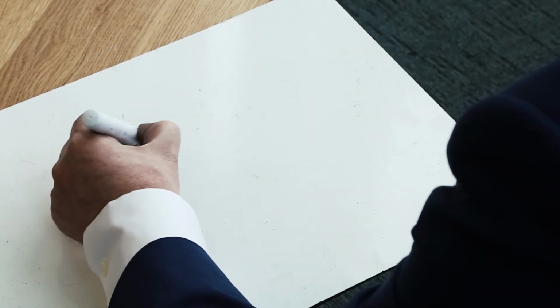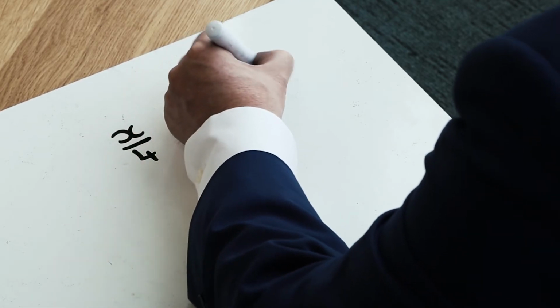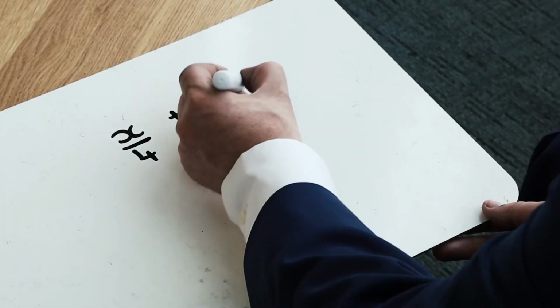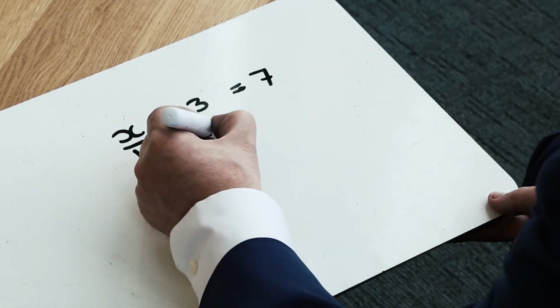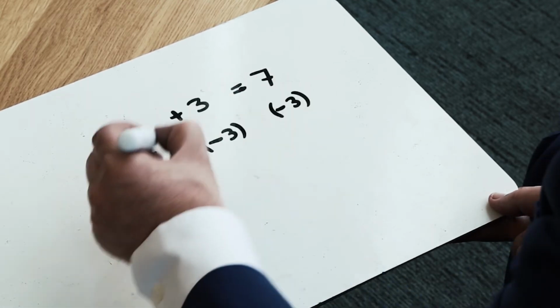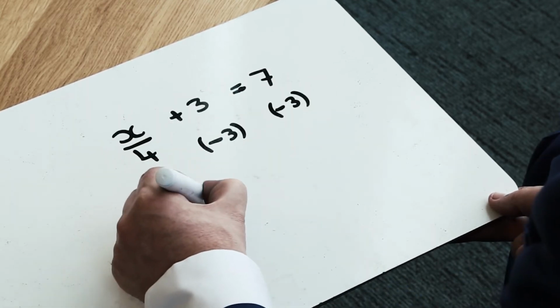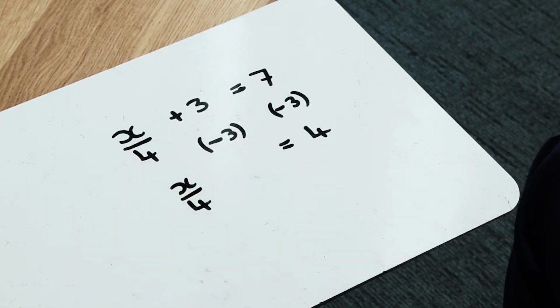For my third equation, I've just got x as a fraction, so x divided by 4 plus 3 is equal to 7. I think the easiest way forward on this one is just to remove the 3, so I'm going to subtract 3 from this side. I'm also going to take 3 from the right hand side, like that. That gives me x divided by 4 is equal to 4, 7 take away 3 is my 4.